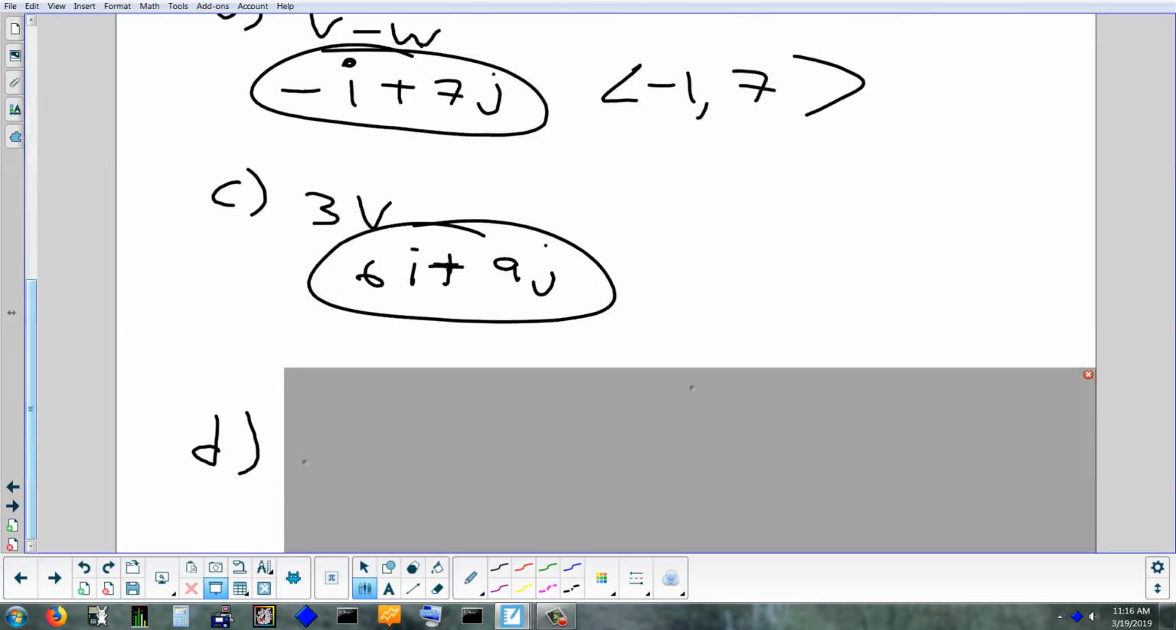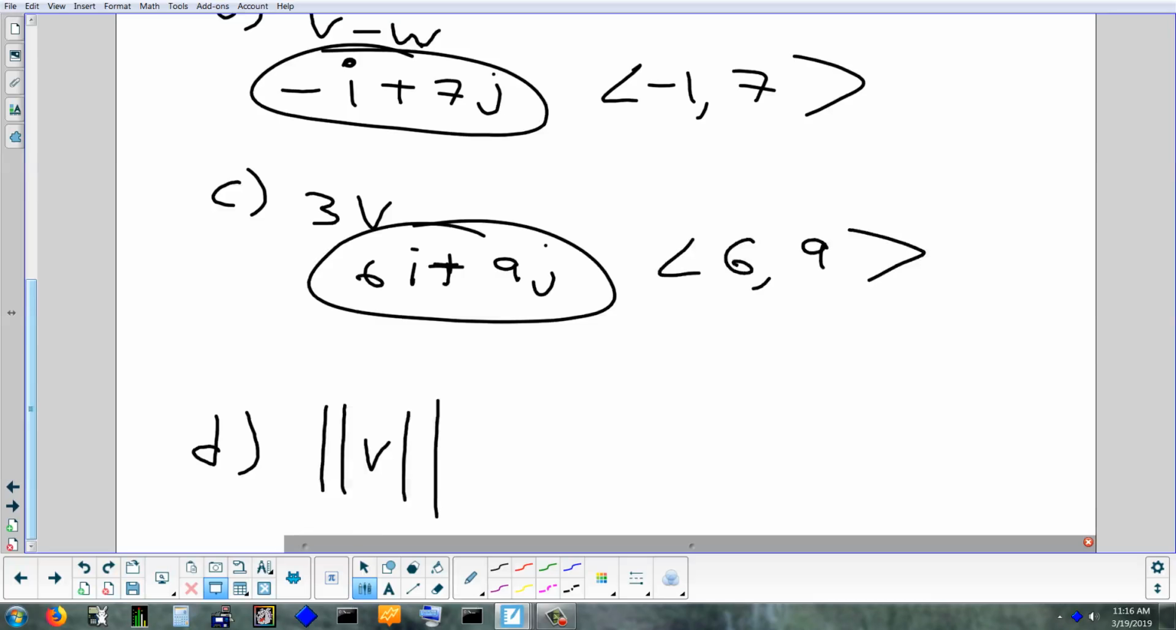Okay. Or Kaylee, if I want to write that with the angle brackets, what would that be? 6 and 9. Yep. Okay, and the last one I want to find is magnitude. So this is another operation that you only need one vector, just v. I could have done w, but I didn't.